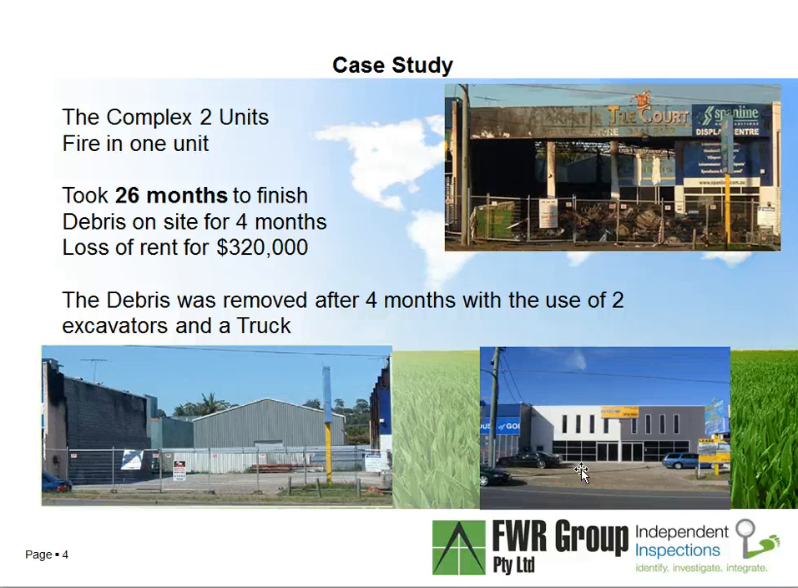The total loss of rent, which is one of the components of your insurance policy, was $320,000. So we need to make sure that there's enough money put aside for loss of rent. For the carpet companies, if they've got another place to rent to, or if it was owned by them or whoever the tenant was, that's going to be lost income for that business.